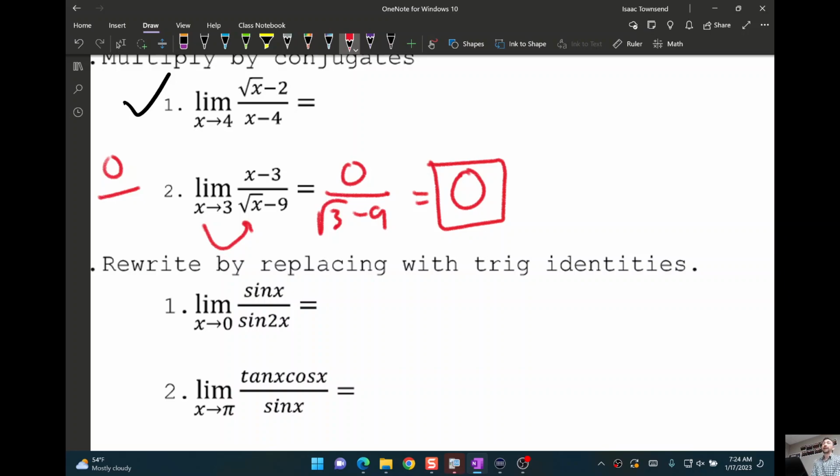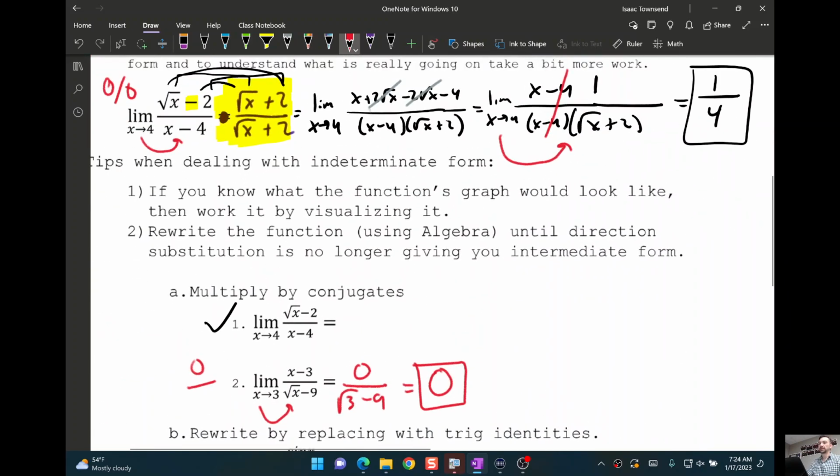So I think I meant for that one to be another conjugate example, but it looks like direct substitution just worked just fine. So I guess I should slide back up. Any questions about this example up here? Y'all want to ask about?